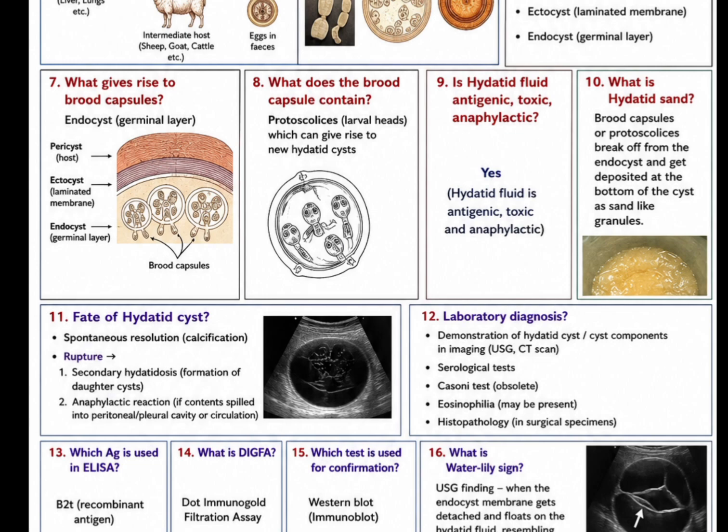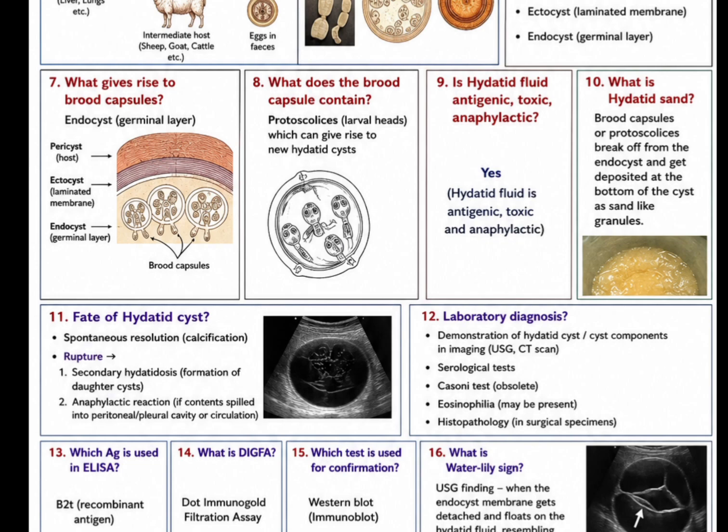Serological tests are antibody detection tests like ELISA using the B2T antigen and or DIG-FA, that is dot immunogold filtration assay. The confirmatory test is Western blot, which is the most specific serological method. It detects antibodies to hydatid cyst fluid antigen or antigen B fragment. Imaging methods could be used like X-ray, USG, CT scan, MRI. If you're asked what is the imaging method of choice for the diagnosis of hydatid disease, that is USG.